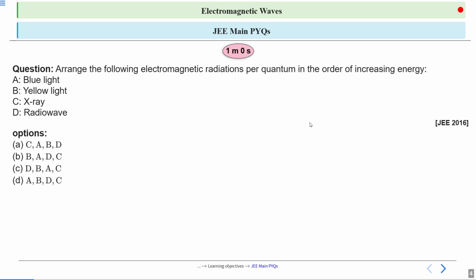Okay, so four types of electromagnetic waves are given. Blue light lies in the visible region. Yellow light also lies in the visible region. X-ray, radio wave. So which option is correct? Which option is according to their increasing energy? You have to write the electromagnetic waves in ascending order, in the order of increasing energy. So CABD, BADC, DBAC, ABDC. I will give you some time to solve it.